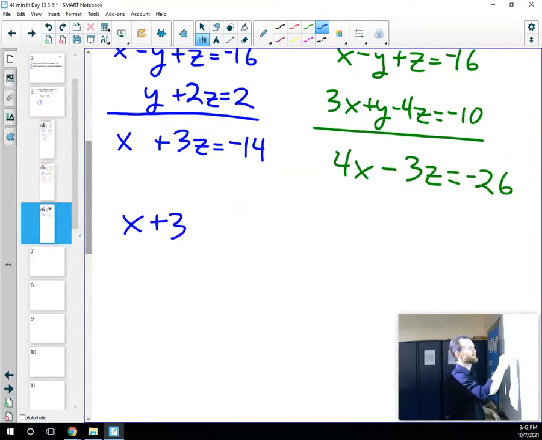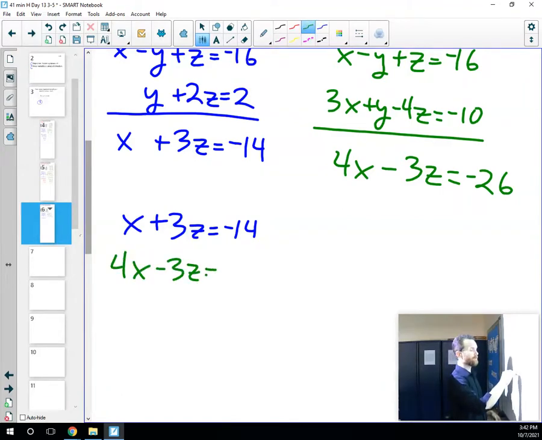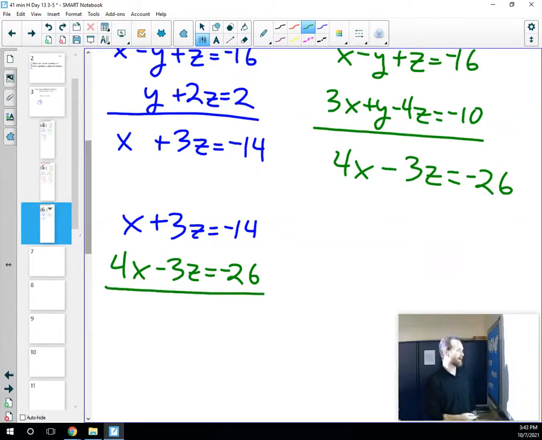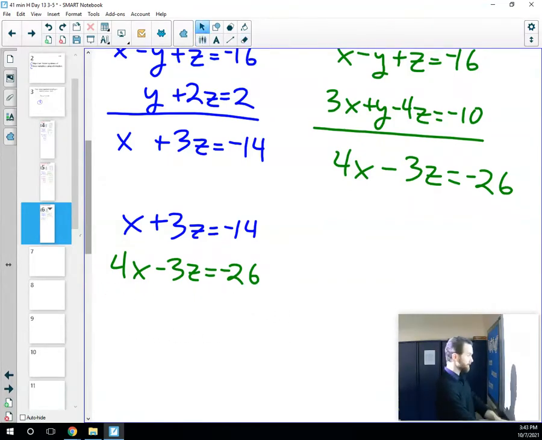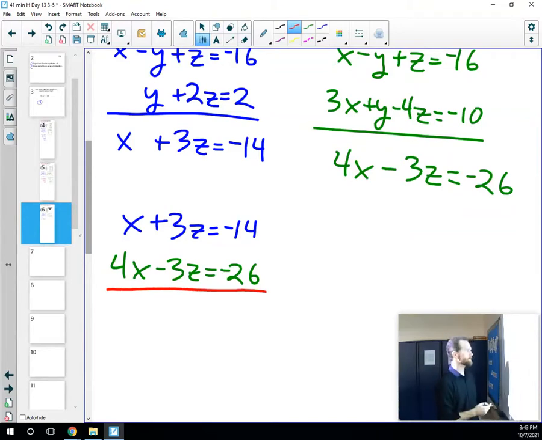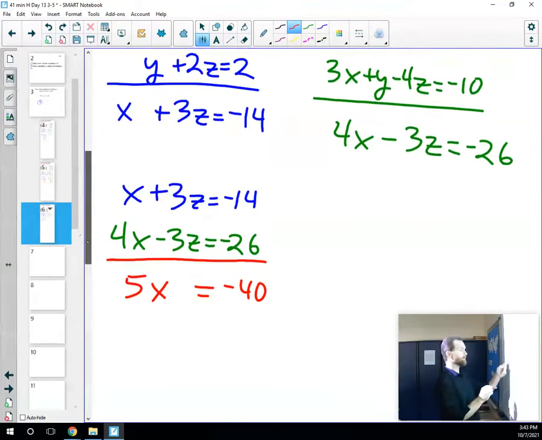Just x plus 3z equals negative 14, and 4x minus 3z equals negative 26. We see that we're pretty much already prepared to cancel out those z's. The z's are going to go away. Oh, that was supposed to be in red. Color coding is not working out. So let's see what happens here. x and 4x become 5x. The z's cancel out. 5x equals, what is that? Negative 36, negative 40. Then we divide both sides by 5.